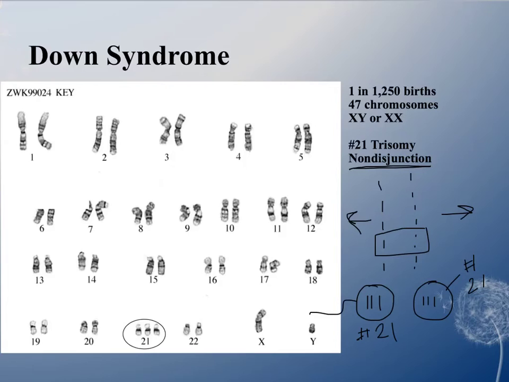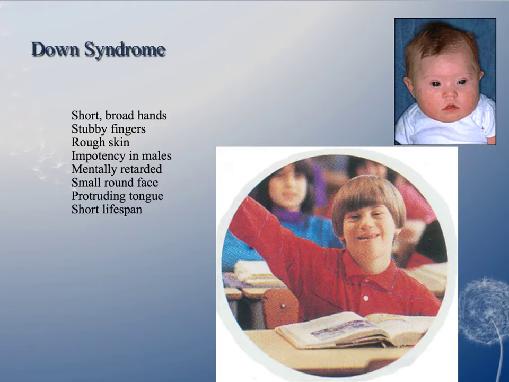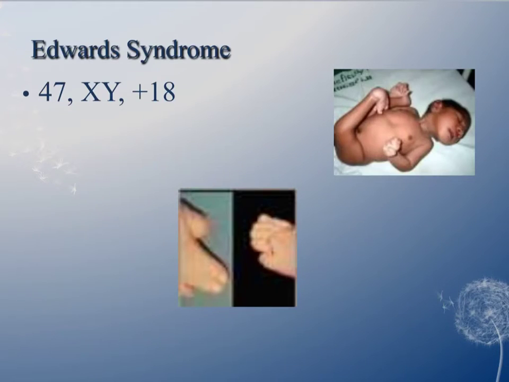Okay, you can see all the other homologous chromosomes are set up and match nicely. Some of the symptoms of Down syndrome include short, broad hands, stubby fingers, rough skin, impotency in males, mentally retarded, having a small round face, protruding tongue, and they do typically have a shorter lifespan into their 30s.